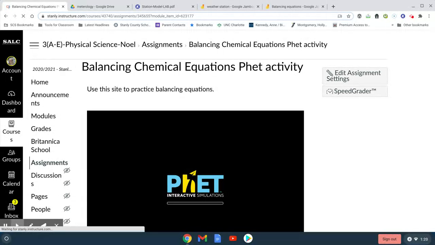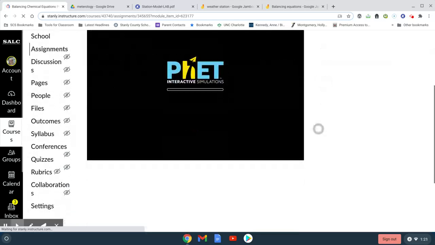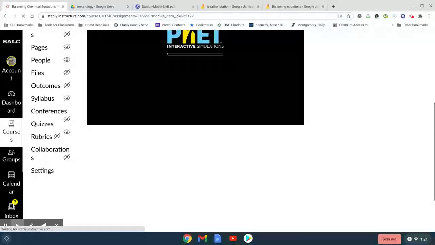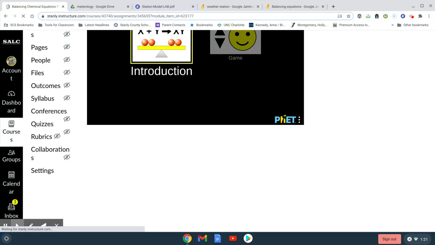So this one with the PhET activity, I'm able to embed in here. So you've got your activity and you have your sheet right below it. And you'll already see that number 1 is done for you because I did it in class already and my video didn't record my sound.